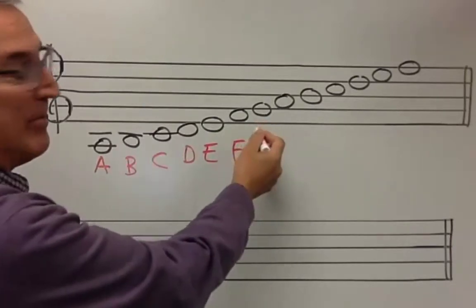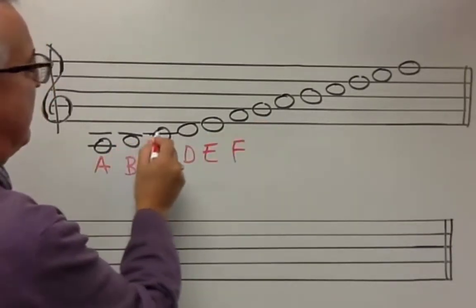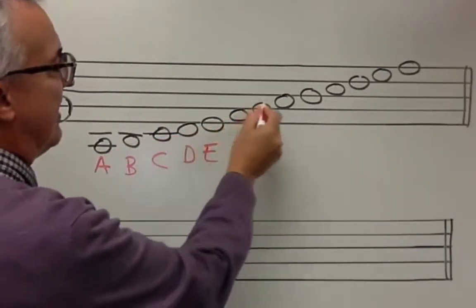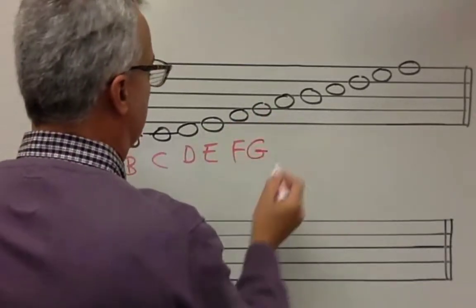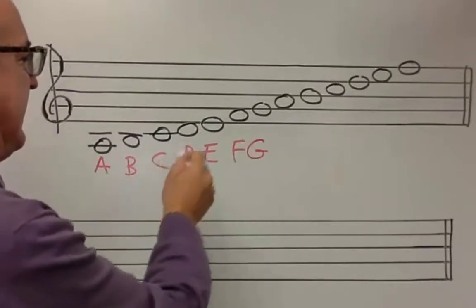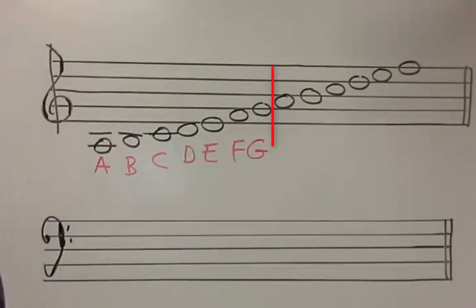Well, what will the next note be? If I'm going line, space, line, space, line, space, the next line will be the next note in the alphabet, G. Of course, that is the musical alphabet. A, B, C, D, E, F, G. It's only seven letters, and then we start repeating them.